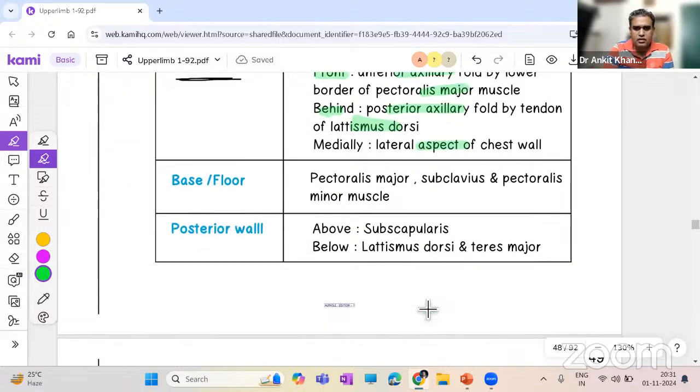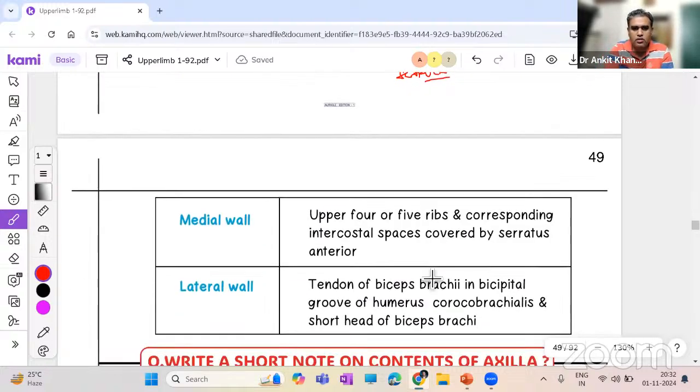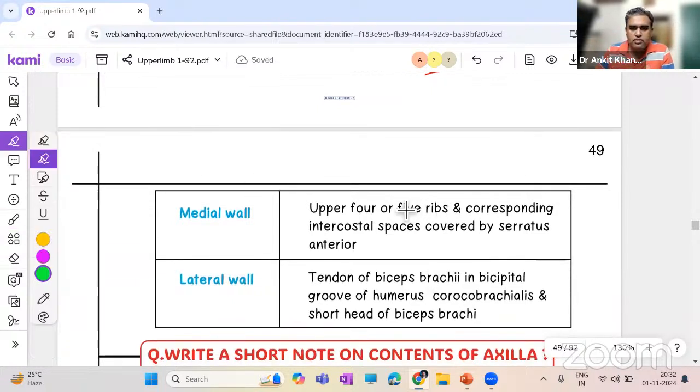Okay. Now there's a small typo here. This is not the base. We are discussing the anterior wall over here. Anterior wall by pectoralis major and minor, that we all know, and subclavius can also be included. Posterior wall by subscapularis and teres major, all the muscles related to the scapula. Then the medial wall, formed by the upper ribs and related structures. The lateral wall is the bicipital groove, the same as the intertubercular groove, so the tendon of the biceps brachii will be there in the bicipital groove.